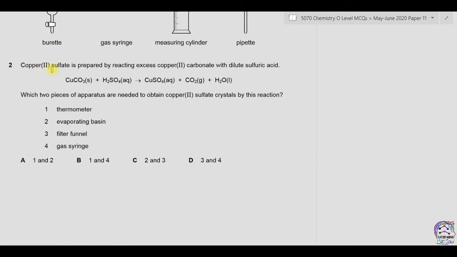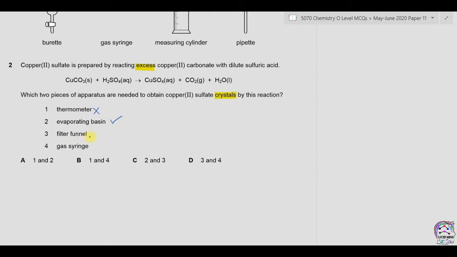Question 2. Copper sulfate is prepared by reacting excess copper carbonate with dilute sulfuric acid. Which 2 pieces of apparatus are needed to obtain copper sulfate crystals by this reaction? Now, in order to prepare the crystal, we first need to make a supersaturated solution and then just leave it to dry. One is thermometer. We don't need to monitor the temperature in this reaction, so therefore thermometer is not needed. 2 is evaporating basin. As we need to evaporate the supersaturated solution, so therefore this is needed.